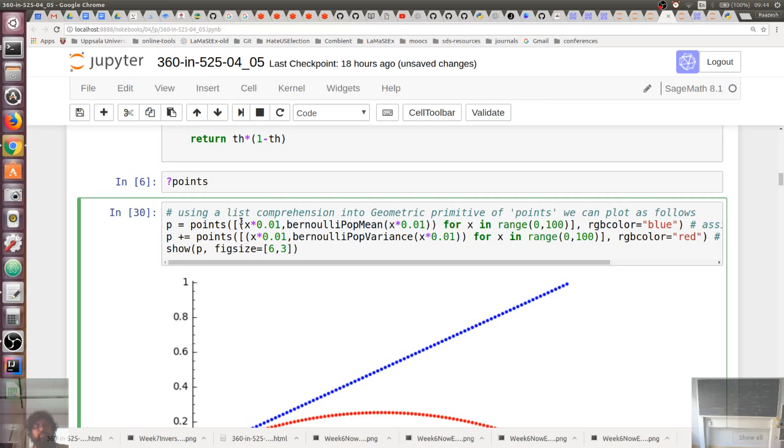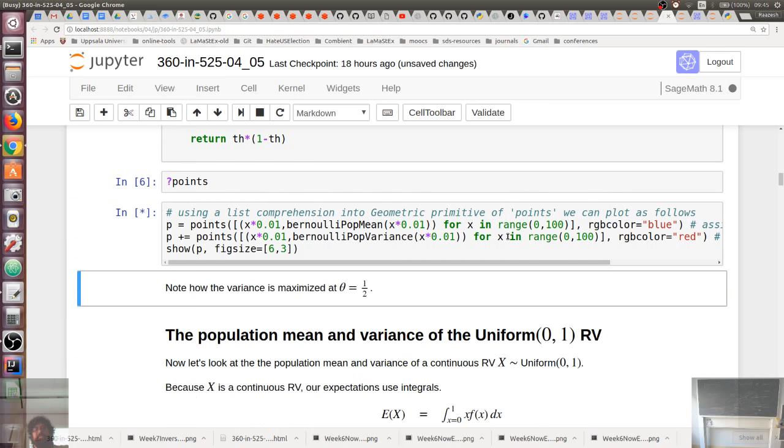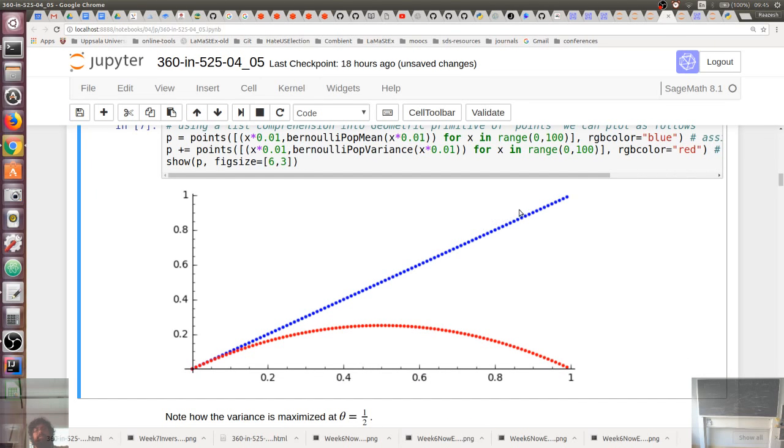And here I have a tuple in my list comprehension. I have my x times 0.1 as the first element of the tuple, and the Bernoulli mean of x times 0.1 as the second element. So I'm going to get points in RGB color blue, or RGB color red. You can dig into other options there. That's all I'm doing there. So I'm just seeing that the population mean is just theta. When theta is between 0 and 1, whatever it is, that's the mean. And this is the quadratic, theta times 1 minus theta.